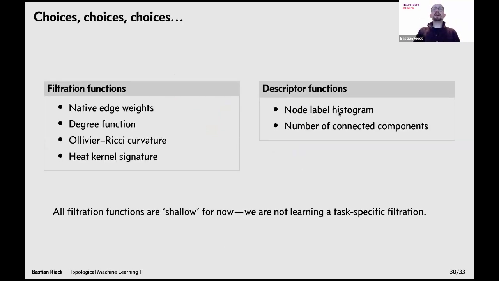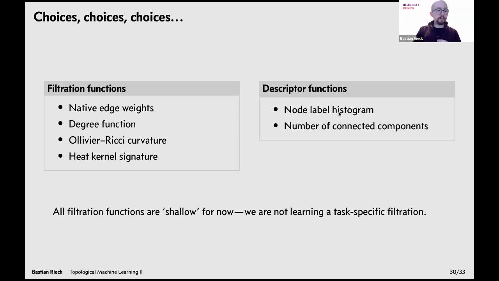But this calculation all boils down to the choice that you use for the descriptor function. So what is a good way to filtrate the graph if you do this? And what is a good descriptor function later on to have as a nice descriptor of your graph? So for the filtration functions, we looked at a couple of things. We looked at native edge weights of a graph. This is, of course, great if you have those graphs.